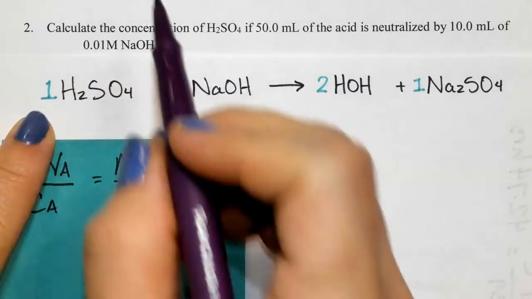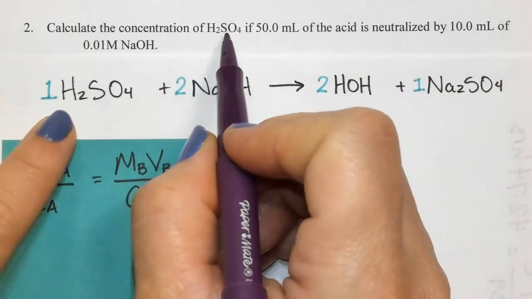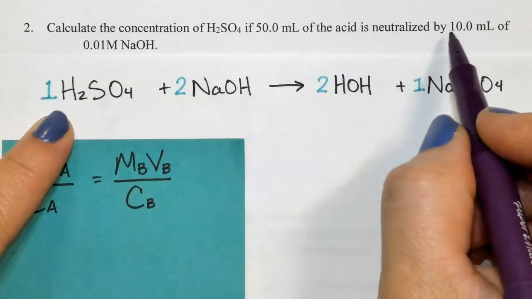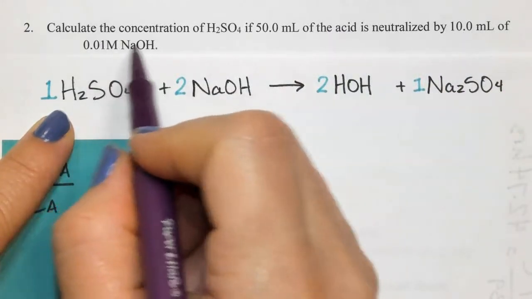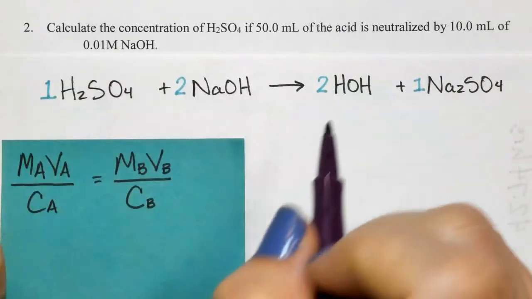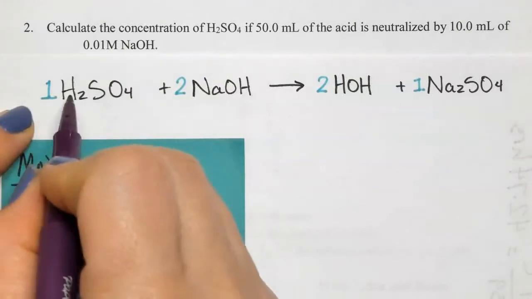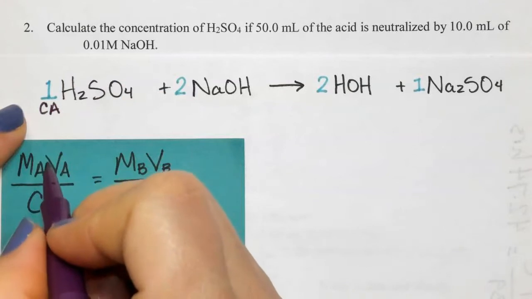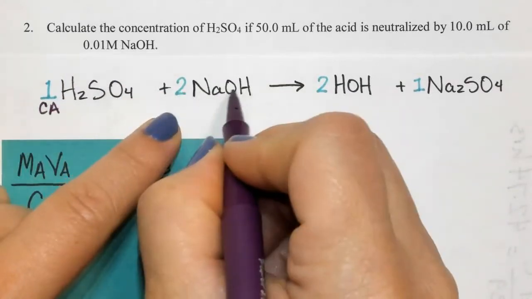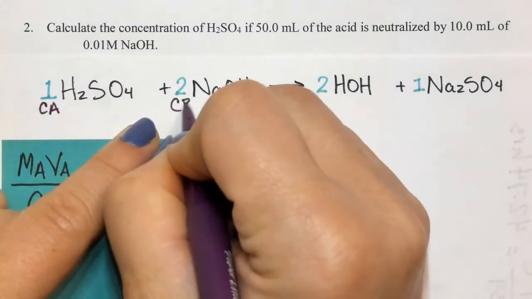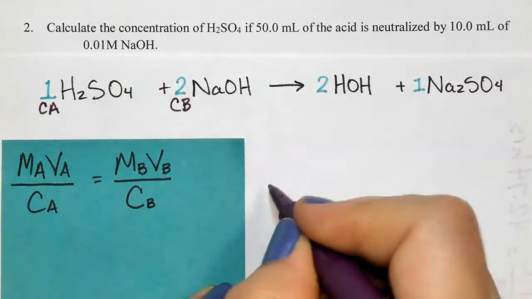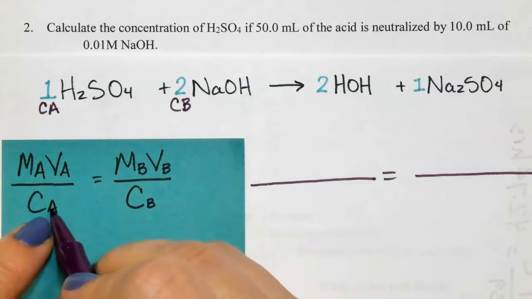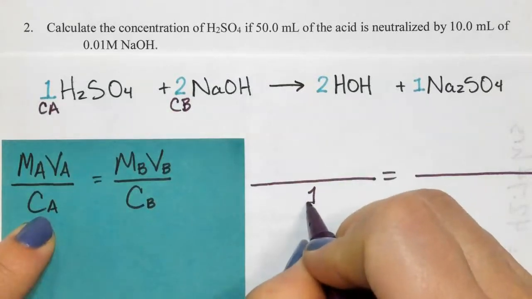Okay, so this says calculate the concentration of H2SO4 if 50.0 milliliters of the acid is neutralized by 10.0 milliliters of 0.01 molar sodium hydroxide. So first of all, this is my acid, which makes this the coefficient of my acid. This is my base, so that makes this the coefficient of my base. So I'm going to go ahead and plug those into my equation. The coefficient of the acid is 1.